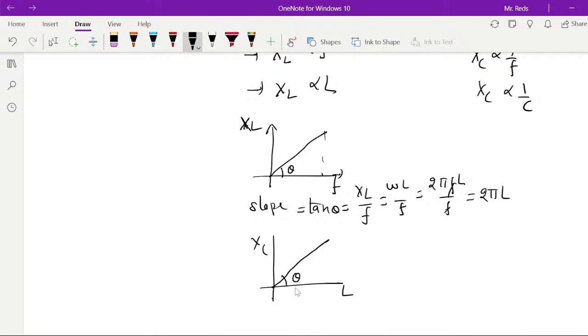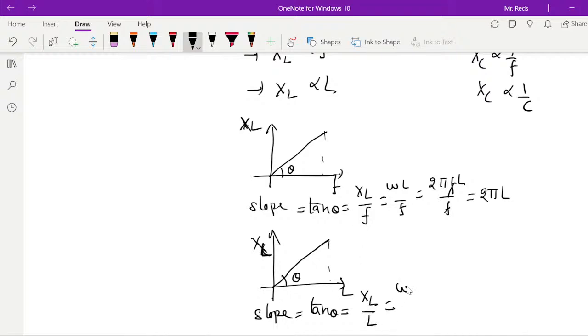If it is making an angle theta, and theta is not given directly, the change in vertical parameters by horizontal parameters gives the slope. Otherwise, if theta is given, you can take slope is equal to tan of theta. If it is 30 degrees or 40 degrees or whatever it is, if the angle is given, you have to take this. Otherwise, take the change in y coordinates, the vertical coordinates, by horizontal coordinates or x coordinates. So here in the vertical axis we have XL. It is equal to XL by L here.